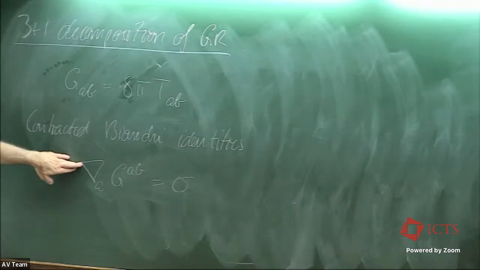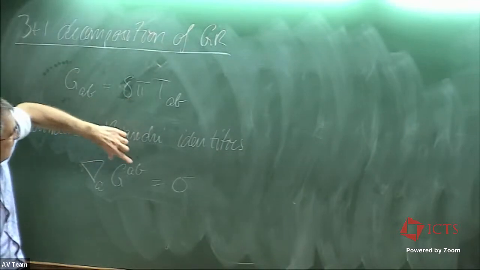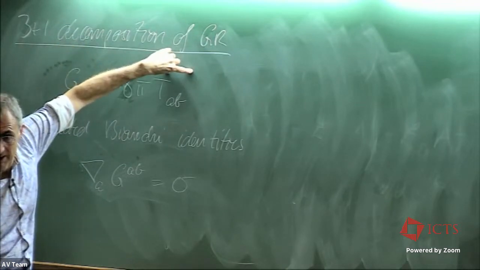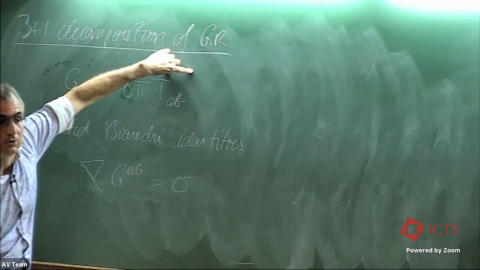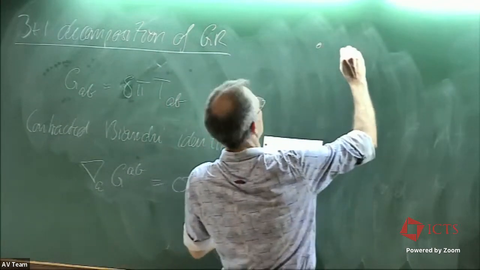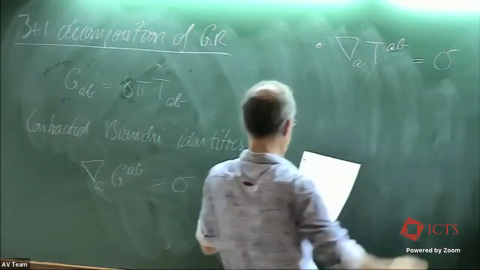Just like in E and M, this identity has two consequences. One consequence is that if the covariant divergence of G_AB vanishes, so does the covariant divergence of T_AB. That is what we mean by local energy conservation. So one consequence of this is that nabla^A T_AB equals 0. Okay?